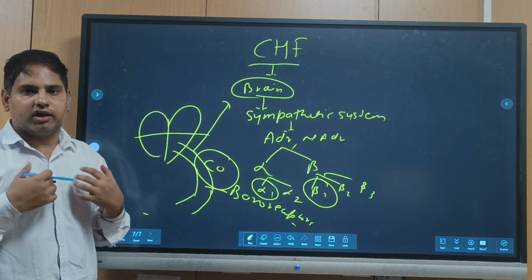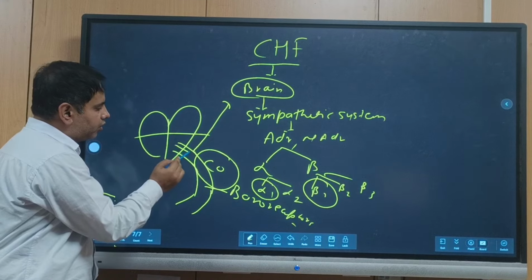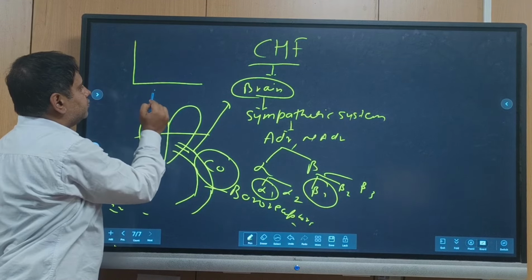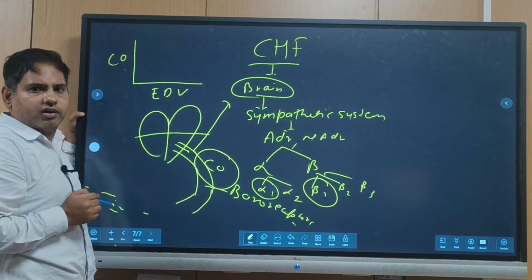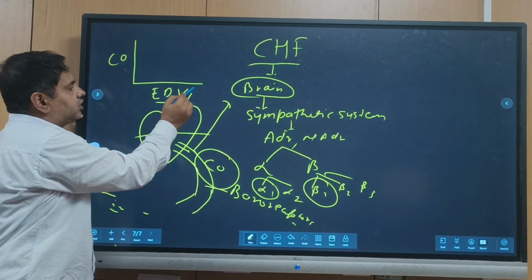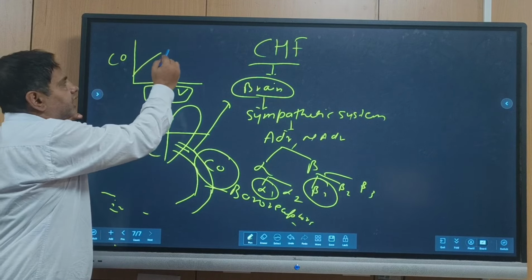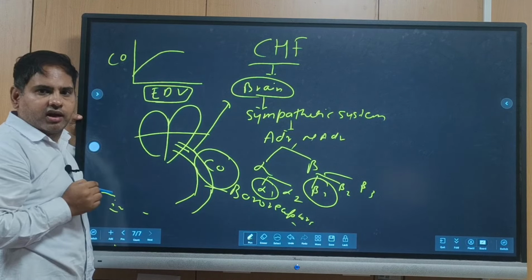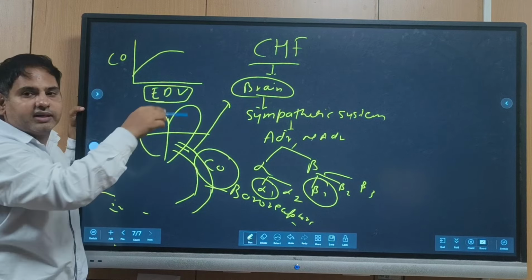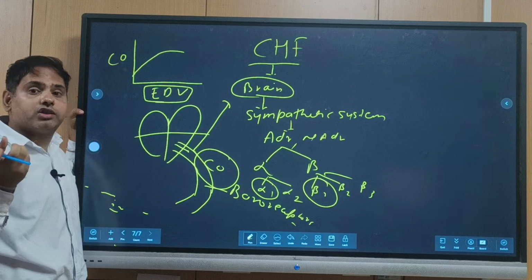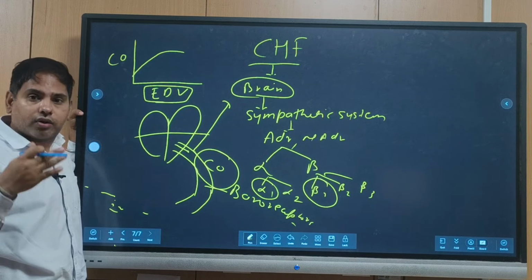initially it's good as a compensatory mechanism. If you are increasing this cardiac output, what will happen? This is your end diastolic volume, this is your cardiac output. If you are increasing the end diastolic volume by any mechanism, your cardiac output will be increased in the initial phases, right? But these compensatory mechanisms will result in accumulation of more reabsorption of sodium and water.